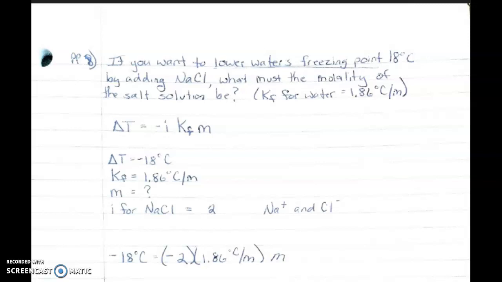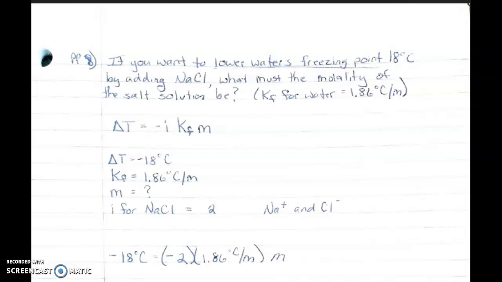This is another problem from Module 10 on the depression of the freezing point temperature. And so the problem reads, if you want to lower water's freezing point 18 degrees Celsius by adding sodium chloride, what must be the molality of the salt solution? And remember the constant for water, the freezing point depression constant, Kf, is 1.86 Celsius per molality.